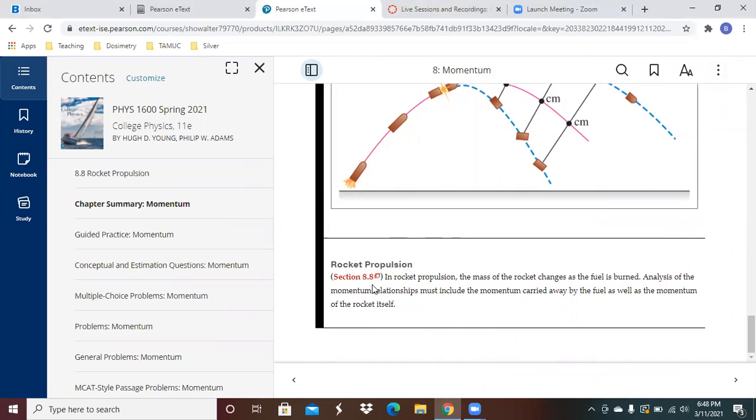Rocket propulsion. This is going to be the last section here that we'll go over. The mass of the rocket changes as the fuel is burned. Analysis of the momentum relationships must include the momentum carried away by the fuel, as well as the momentum of the rocket itself.